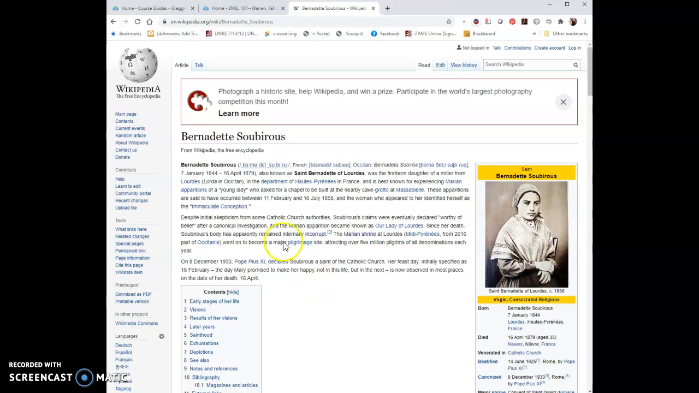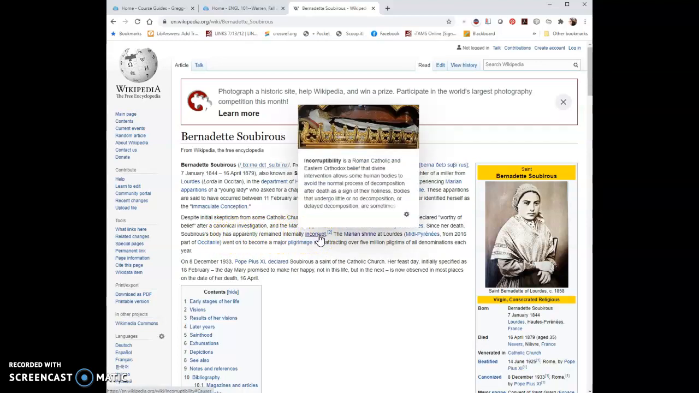One of the things that I notice here, besides her name, and the different information about her, is an interesting tidbit: since her death, Subidus's body has apparently remained internally incorrupt. When I mouse over that, I get a link to another Wikipedia entry that talks about incorruptibility, and that it is a Roman Catholic and Eastern Orthodox belief that divine intervention allows some human bodies to avoid the normal process of decomposition after death as a sign of their holiness.